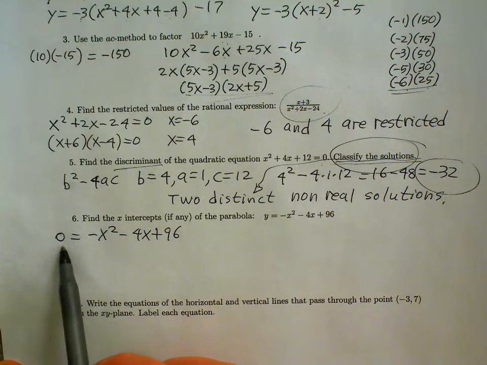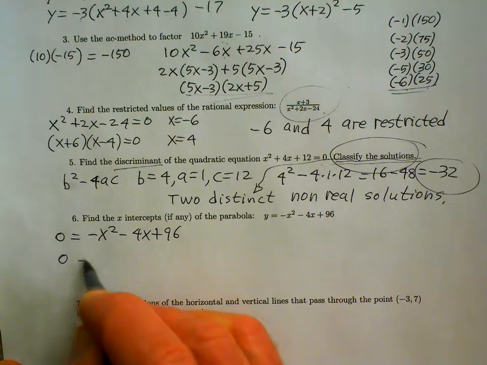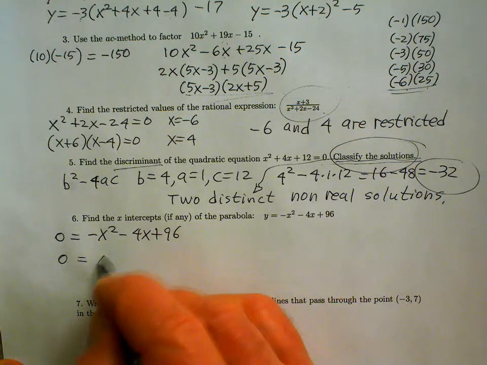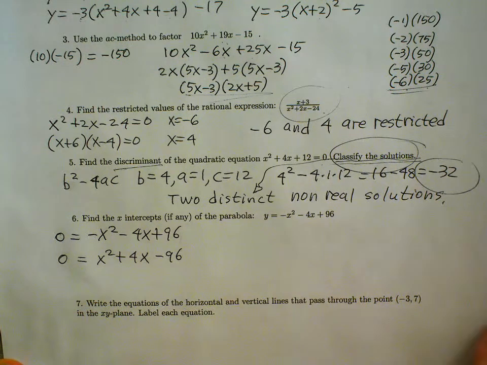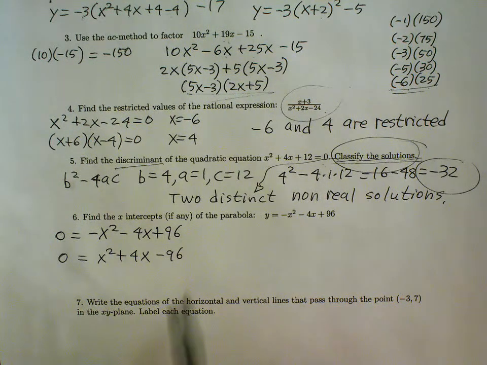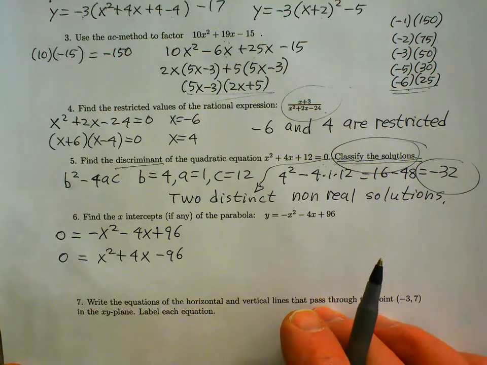So I'm going to divide every term on both sides by -1 so that the arithmetic is a little easier. So I get 0 equals x squared plus 4x minus 96. And I think we can solve by factoring, but let's use the quadratic formula since we haven't done that yet today.